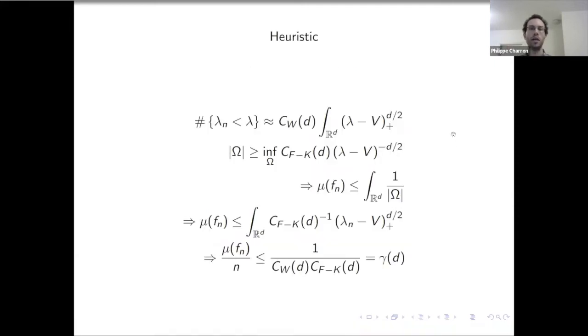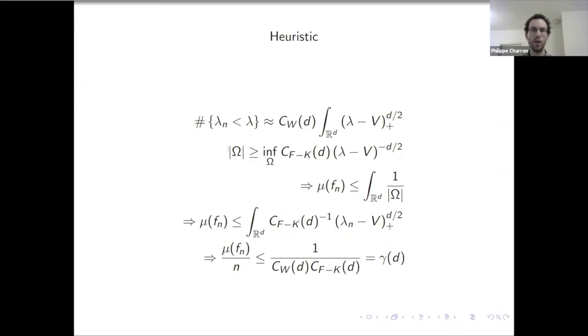So here's the idea. The reason why Pleijel's theorem should work, before we even start thinking about it, should it work? Weyl's law looks like this: the number of eigenvalues less than lambda is some Weyl constant times the integral over R^d of (lambda minus v) to the d over 2, the positive part.